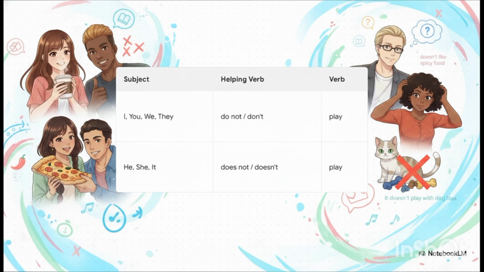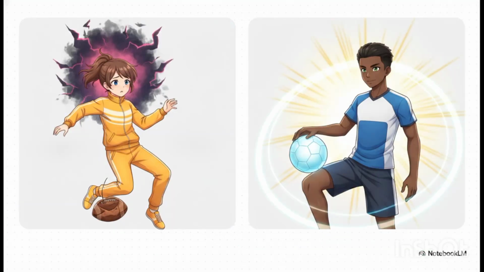For he, she, it, we use does not or doesn't. So naturally you'd say I don't drink coffee, but you'd say she doesn't like spicy food. The underlying pattern is exactly the same. Now watch out, because this is a trap that catches so many beginners.